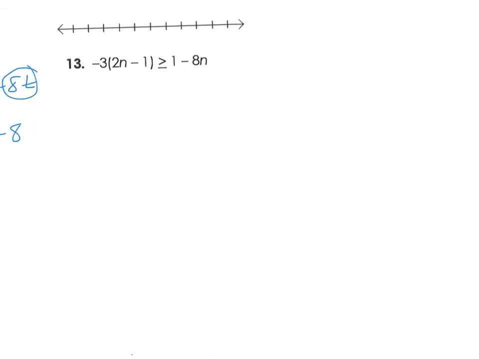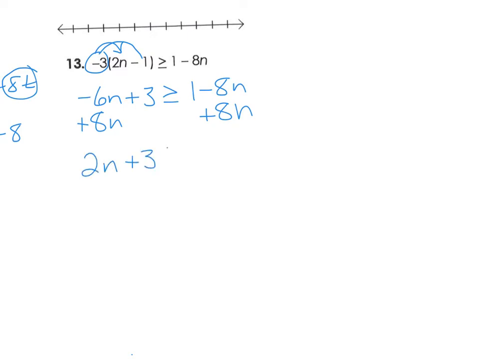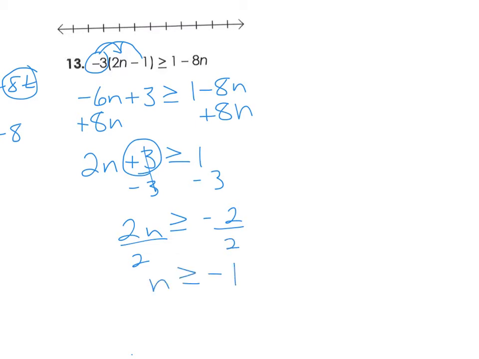Number 13 is not an error. So we are going to distribute the negative 3, so that would give us negative 3 times 2n is negative 6n. Negative 3 times negative 1 is positive 3, is greater than or equal to 1 minus 8n. I'm going to add 8n to both sides. That gives me 2n plus 3 is greater than or equal to 1. Now I'm going to get rid of this part, so I'm going to minus 3. I get 2n is greater than or equal to negative 2. Now I'm going to divide by 2. I get n is greater than or equal to negative 1. So here's negative 1, here's negative 2, here's 0. This is going to be a shaded in circle going to the right. And that's how you do 13.